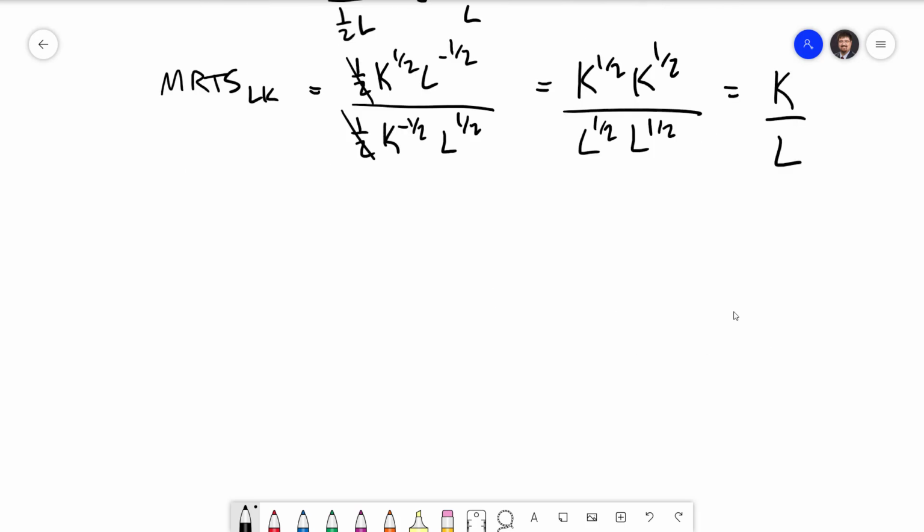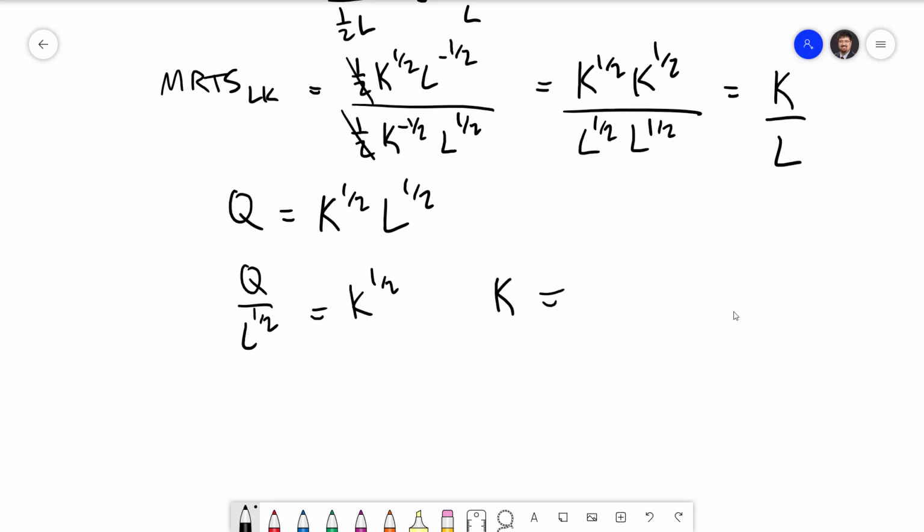Now let's take a look at the isoquants. Remember that the MRTS is going to be the absolute value of the slope of the isoquants. Since the slope depends on k and L, that means it's going to be changing, and so we have a curve instead of a straight line. The equation for the isoquants is going to be Q equals k to the 1/2 L to the 1/2. To help us graph this, we could solve for k. Divide both sides by L to the 1/2. We get Q over L to the 1/2 equals k to the 1/2. Square both sides, we get k equals Q squared over L.